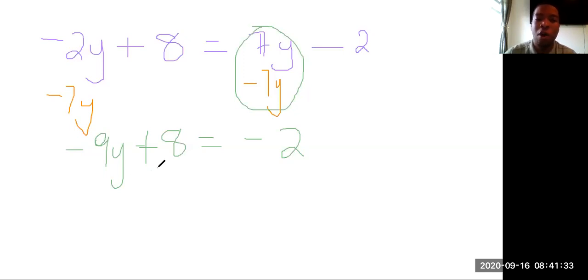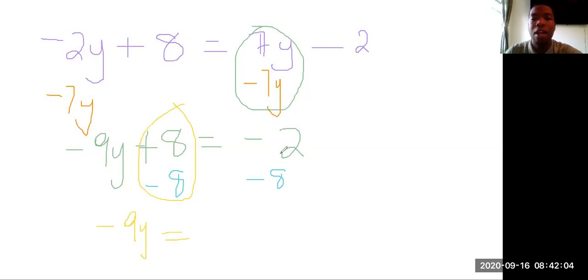All right. So now we need to get this 8 on that side. Since it's a plus 8, I'm going to do a negative 8, the additive inverse. And whatever I do on one side, sure enough, I've got to do it on the other side. Right here, we know that the additive inverse is always equal to 0. So 8 minus 8 is 0. So we're left with minus 9y is equal to negative 2 minus 8, which is negative 10.